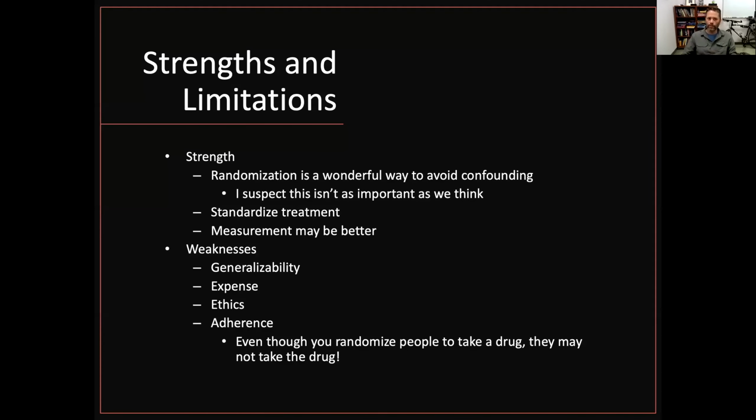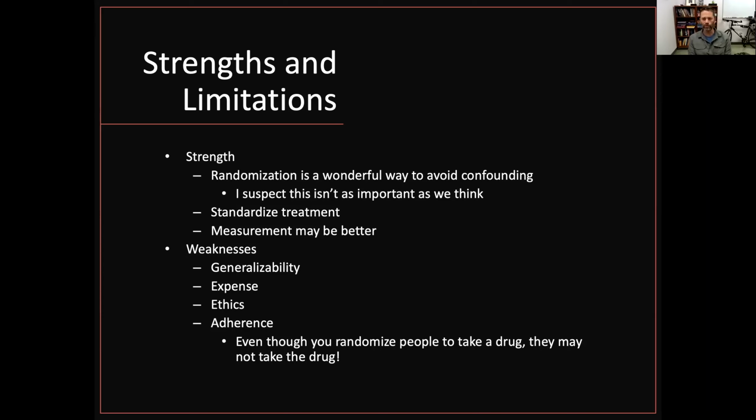All right, strengths and limitations of randomized trials. So the strength is that randomization is a wonderful way to avoid confounding. I sort of suspect that in a lot of research, confounding is not quite as important as we think it is. We spend a huge amount of time worrying about it. I spend months and months talking to students about confounding, how to avoid confounding, the implications of confounding, and how to control for confounding. But I also think in a lot of studies, it's actually hugely important.